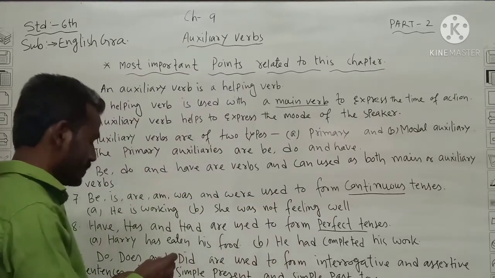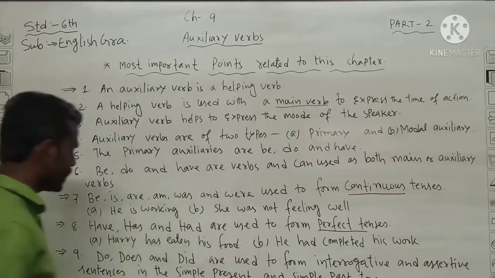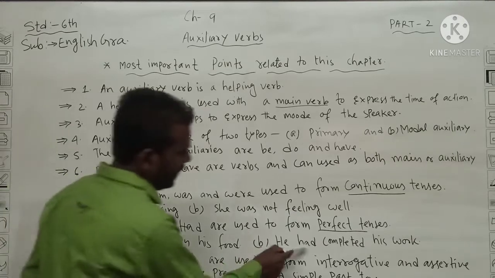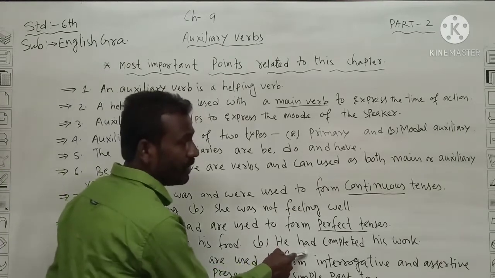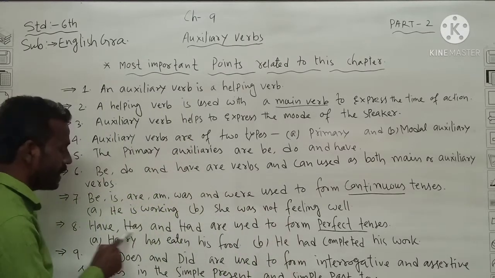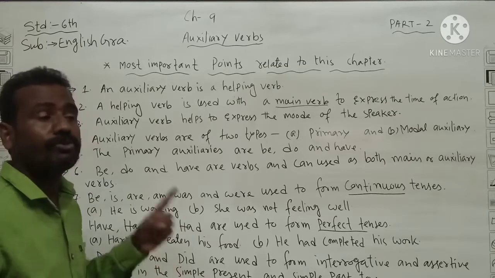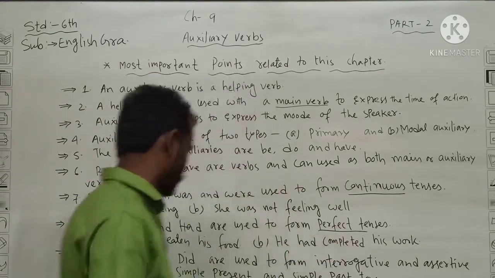Clear? Here, second, that is he had completed. Follow here. You can ask the question, sir, here has is written and here had. So this is the present perfect and this is the past perfect, because had is the past tense. Had is coming from where? From have and has. So have and has is the present perfect. Had is the past perfect.